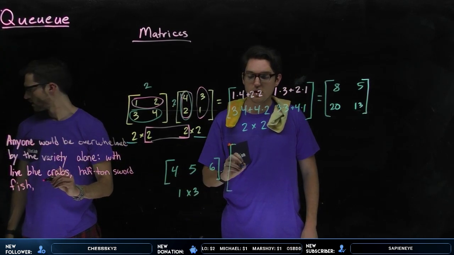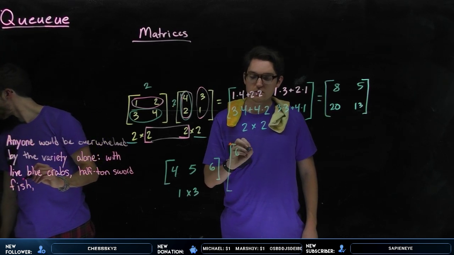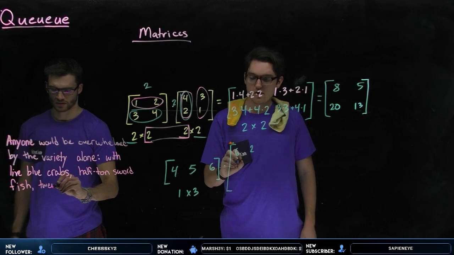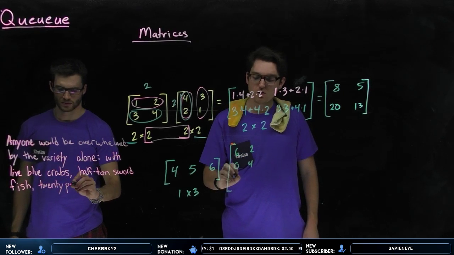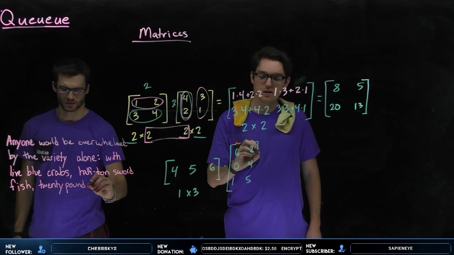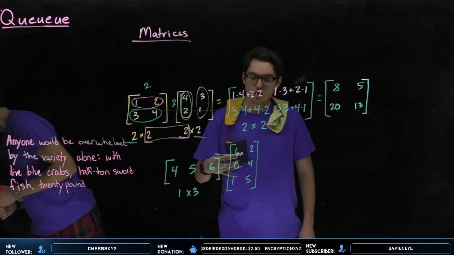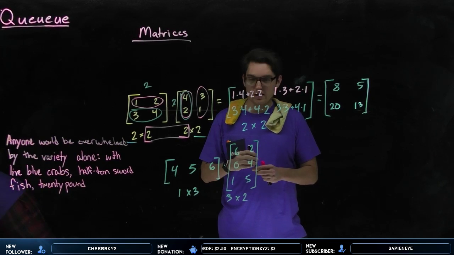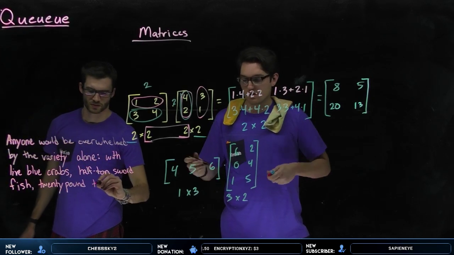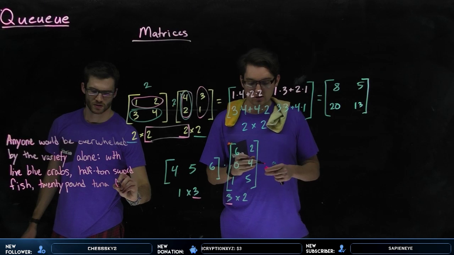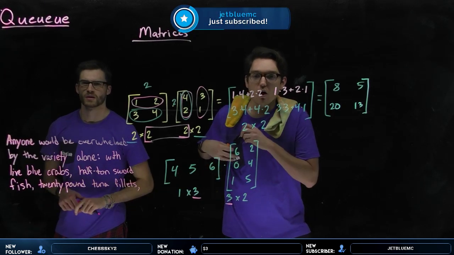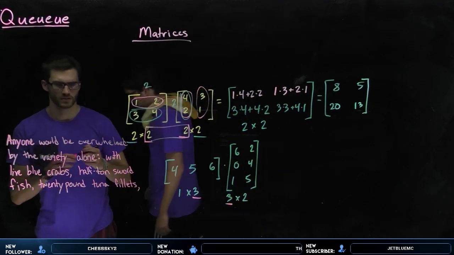So let's do 6. That was like a goat noise. 6, 2, and we'll do 0, 4, 1, 5. I love making up numbers. That's why I got into this business. 3 by 2. So, can we multiply? Yes, we can, because the 3's match, which leaves us with the outer dimensions 1 times 2. Oh, uh-oh.